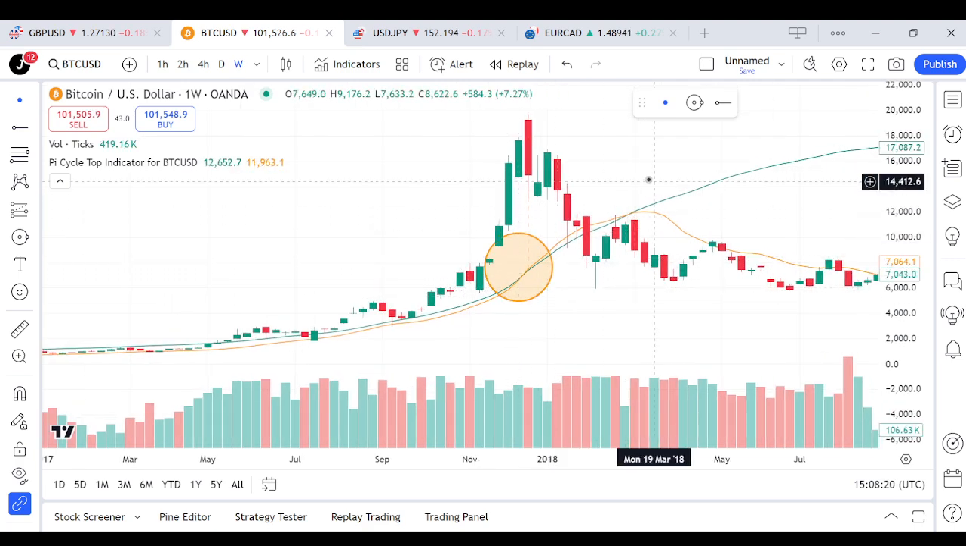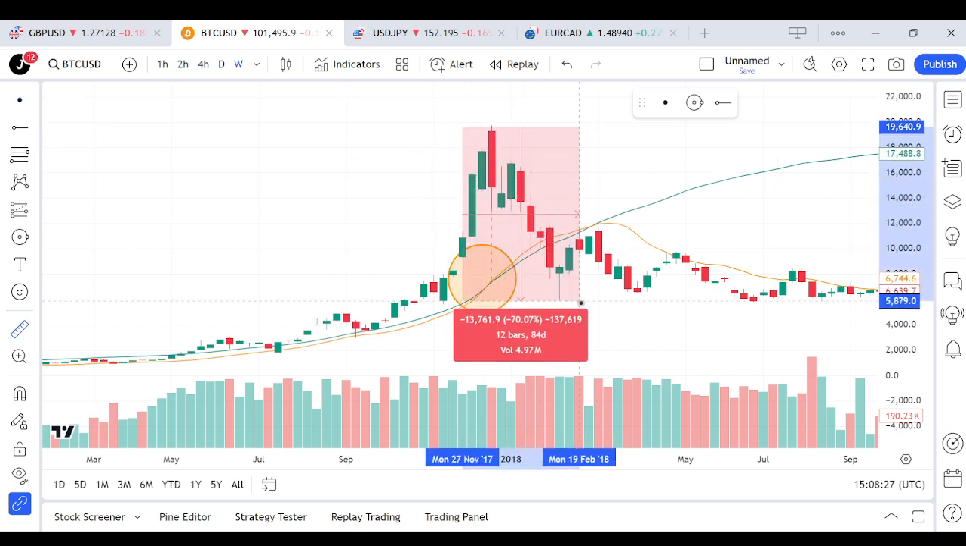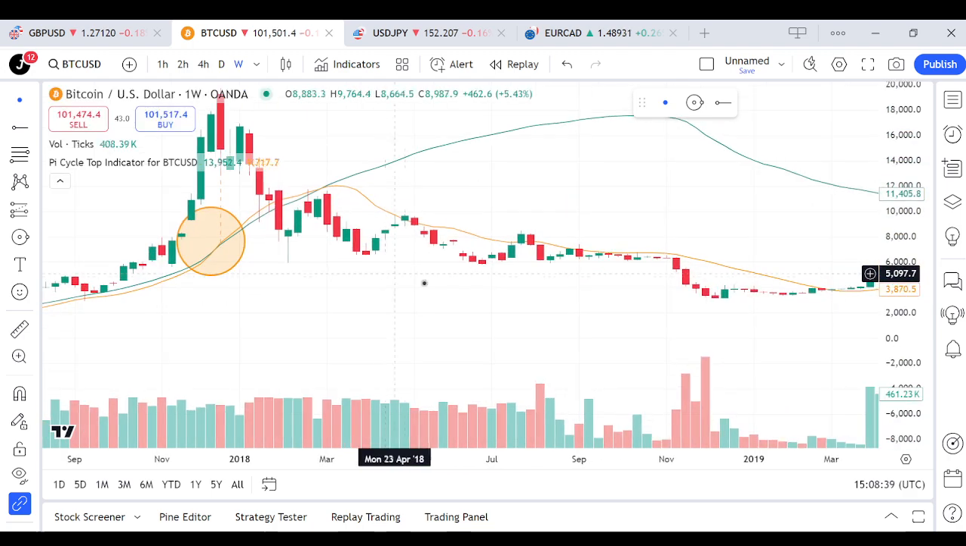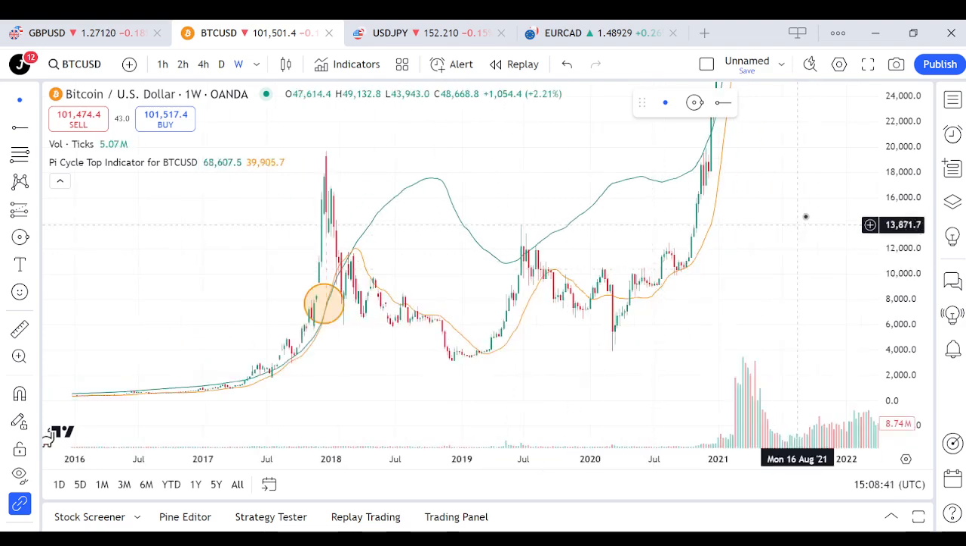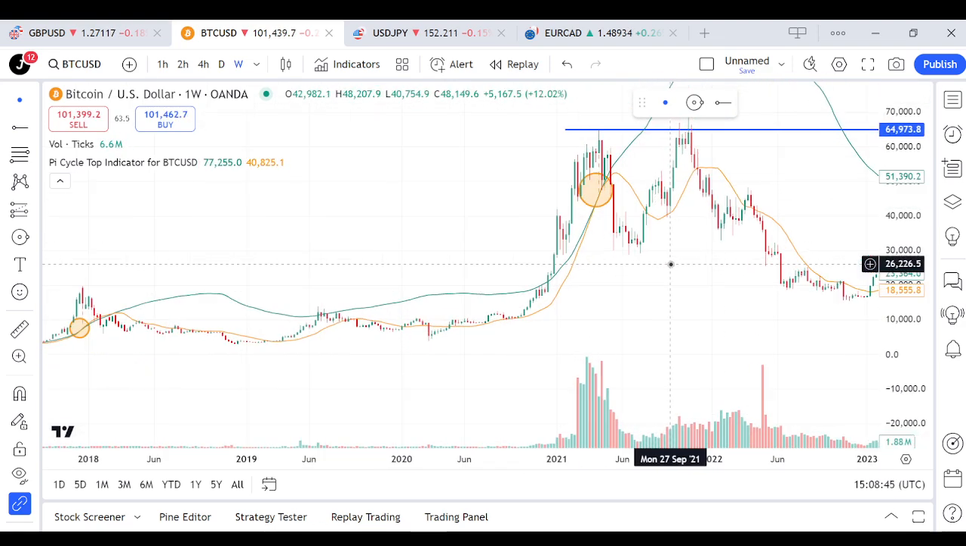Looking at this, from the moment we had this cross down to the reversal, we had over a 70% reversal right here after the Pi cycle top indicator gave us this signal. So that is how you can spot it on your Bitcoin price chart.